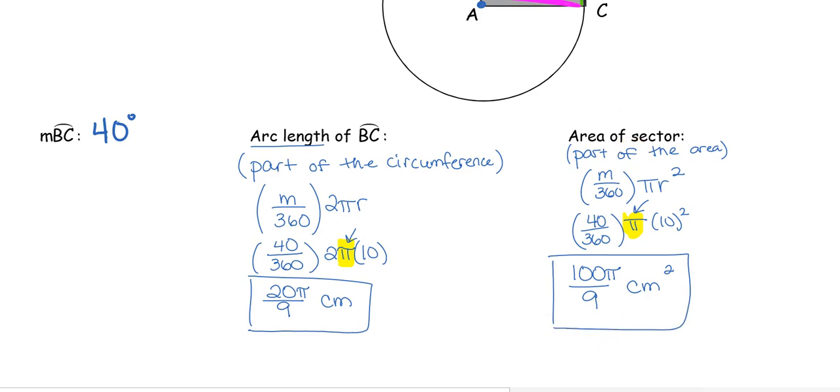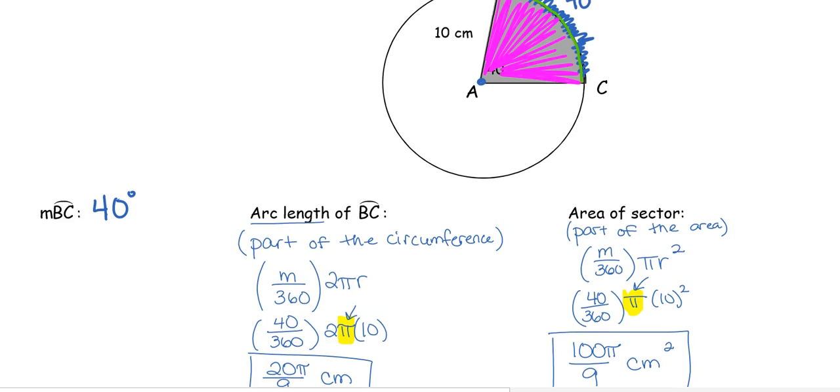So think about these problems before you start making your calculations. Arc length is the part of the circumference that you're looking for. Sector area is the part of the circle that you want the area of. And when you look at that, that means that we're using the circumference formula, we're using the area formula, and this is the key that tells us how much of the circumference. This tells me how much of the area I'm looking for. All right, and that is it.